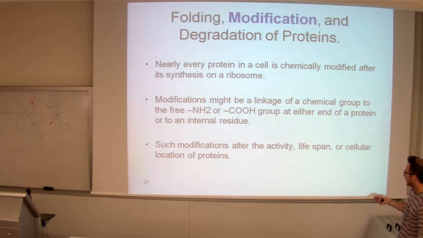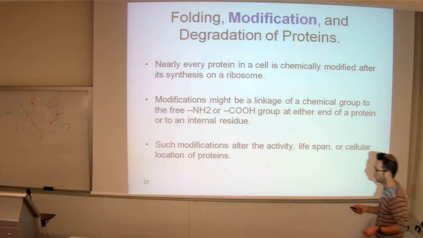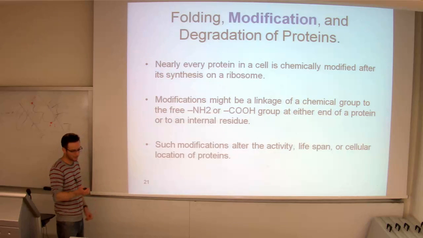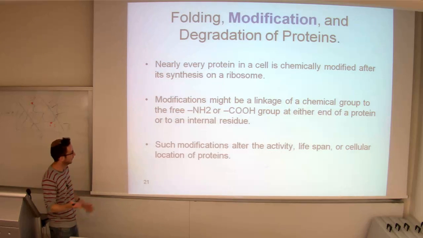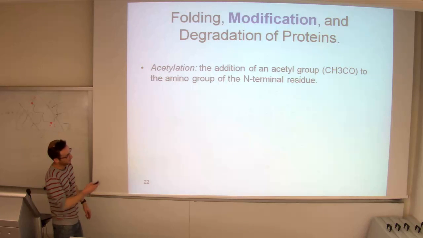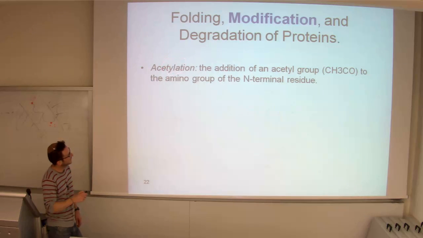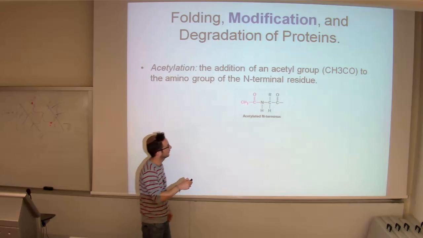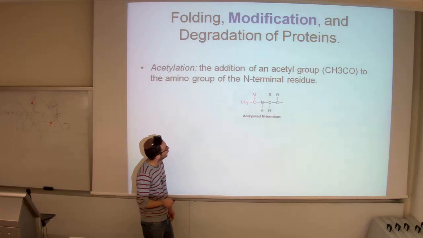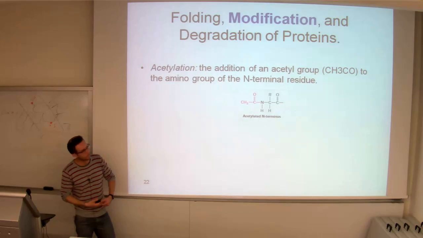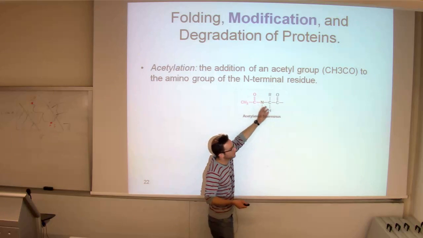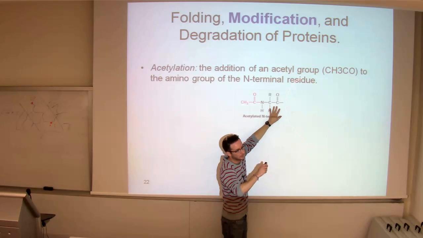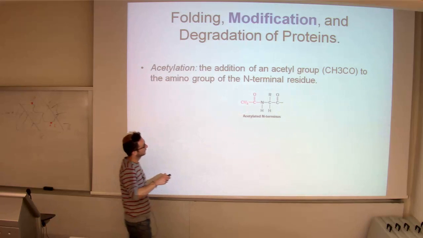And these modifications alter the activity, lifespan, cellular location, and even dictate whether it will be secreted or not. So it affects every single aspect in the life of a protein. The most common modification is acetylation, which is the addition of an acetyl group, CH3CO, you see it right here, to the N-terminal of the protein. So this is the N-terminal residue of a protein. Here is its residual group. The rest of the protein is right here, and the CH3CO is the acetyl group linked right here.